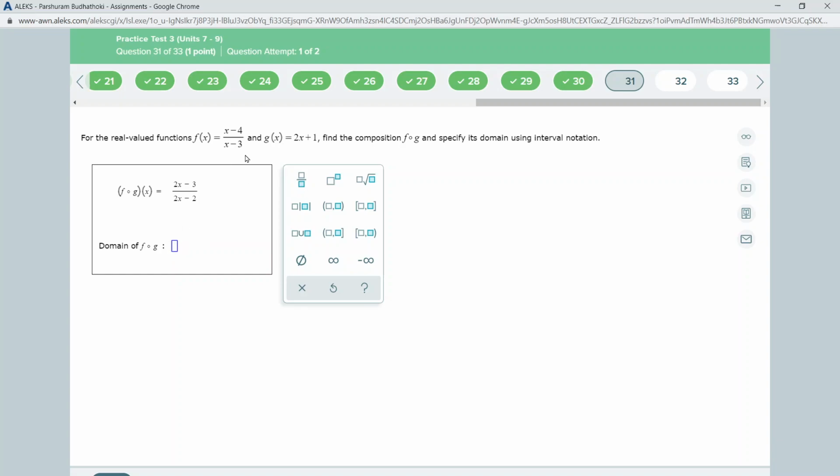For the domain, you have to keep in mind that domain is a restriction. You have to see the restriction for g of x. There is no restriction for g of x. And now you have to see the restriction of this final result. As you can see on the bottom part, there is a restriction: this 2x minus 2 cannot be equal to 0. So 2x cannot be equal to 2, x cannot be equal to 1. So the domain cannot have 1. You use the interval from negative infinity up to 1, not including 1, union 1 to positive infinity. So this is the domain, all the real numbers except 1.